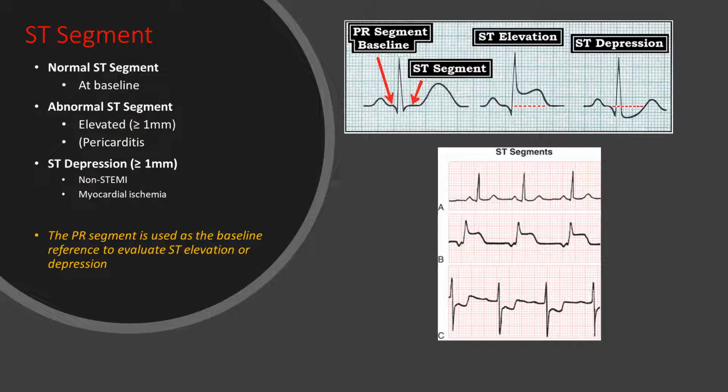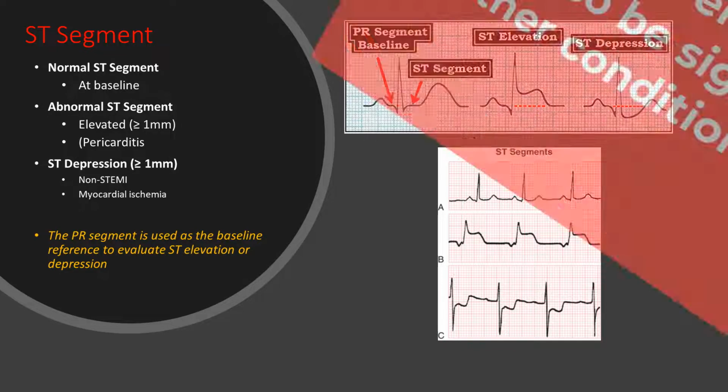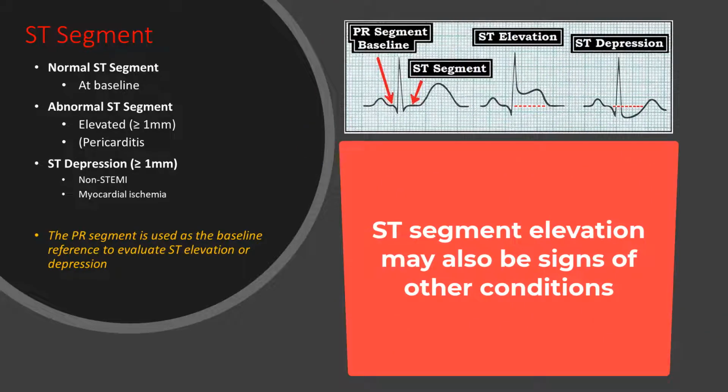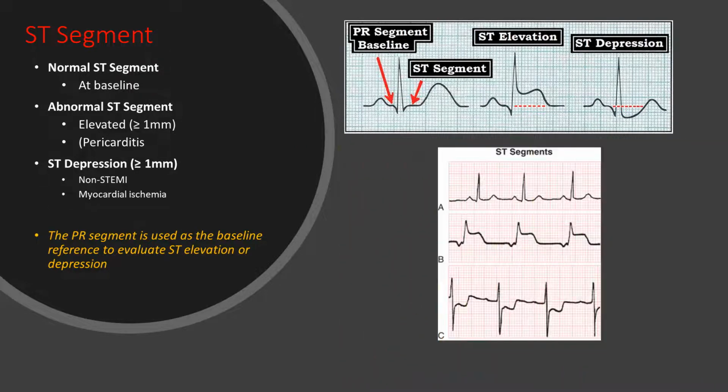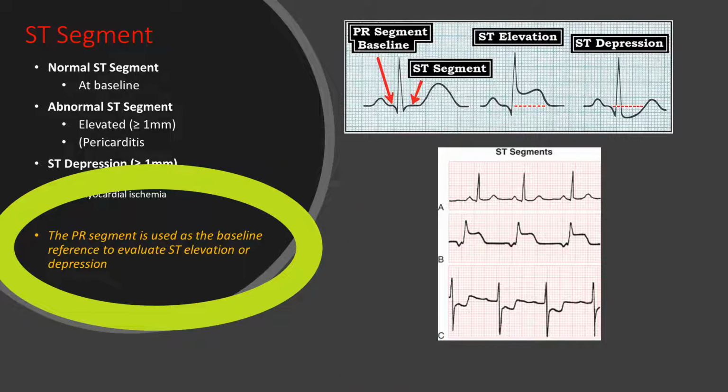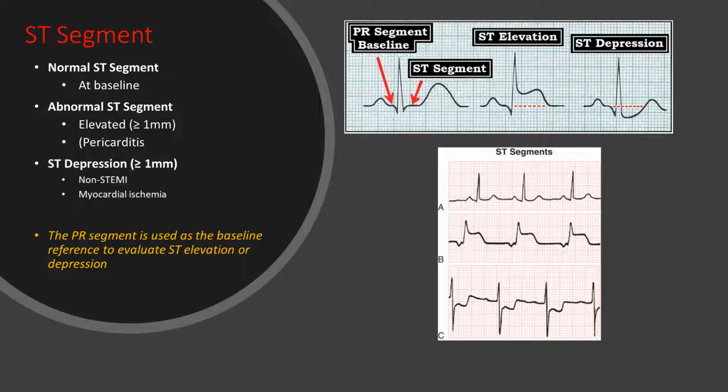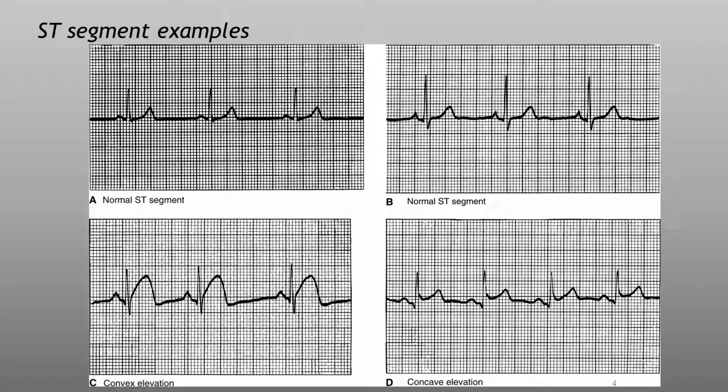Now, ST segment elevation is not only a reflection of an acute myocardial infarction, it could also be a reflection of pericarditis. But in this discussion, we're going to focus on ST segment elevation as a manifestation of myocardial infarction. The PR segment, as I said, is the baseline reference to evaluate the ST elevation or depression. Let's take a look at ST segment examples.